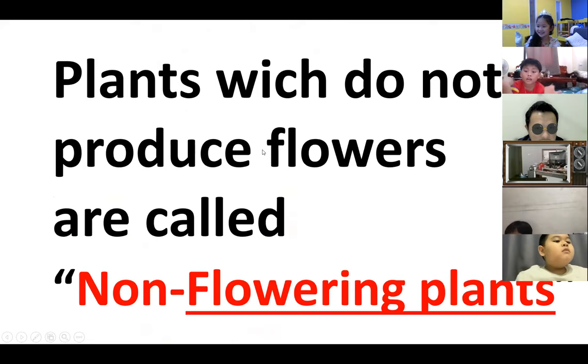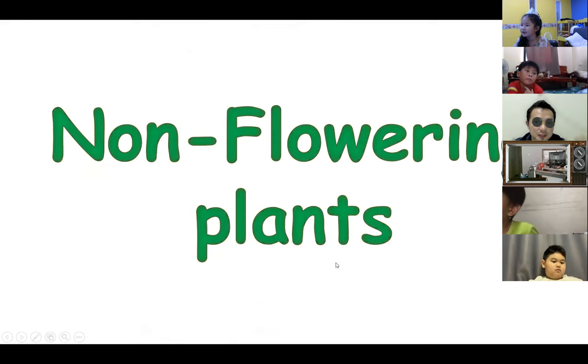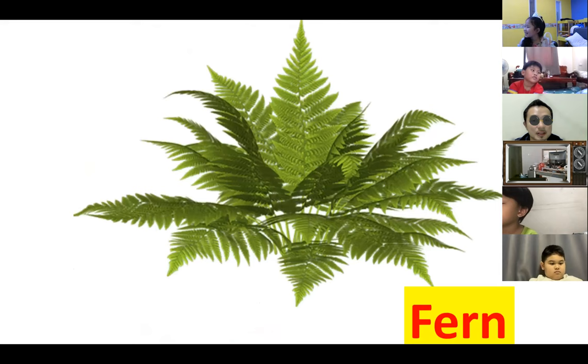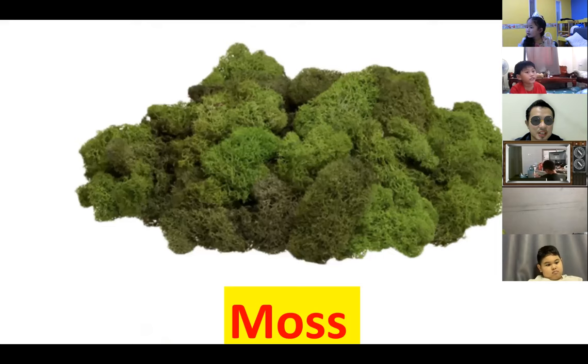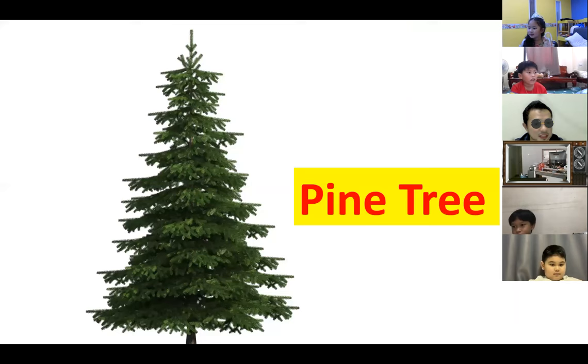Another thing, plants which do not produce flowers are called non-flowering plants. You can see some examples here. Non-flowering plants, we have fern, remember? Fern is a non-flowering plant. We have moss. Moss is a non-flowering plant. We have lemongrass. Lemongrass is a non-flowering plant. Pine tree is also a non-flowering plant.